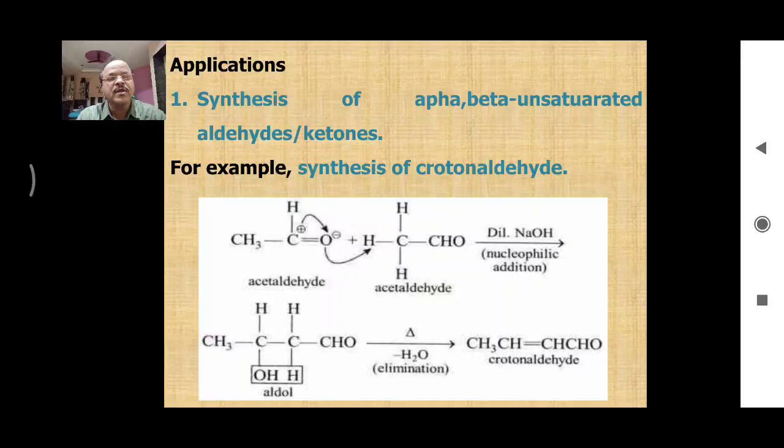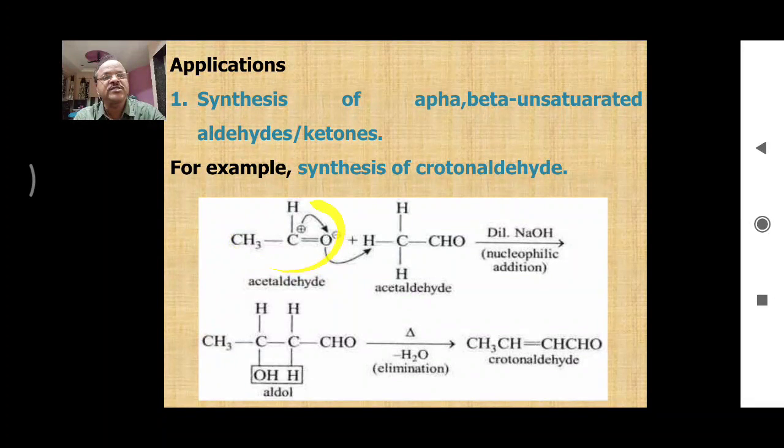Now the applications of aldol condensation. So the first application is synthesis of alpha beta unsaturated aldehydes or ketones. For example, synthesis of crotonaldehyde. Alpha beta unsaturated aldehydes or ketones can be obtained by using this aldol condensation reaction, and here this crotonaldehyde can be synthesized by using this aldol condensation reaction.